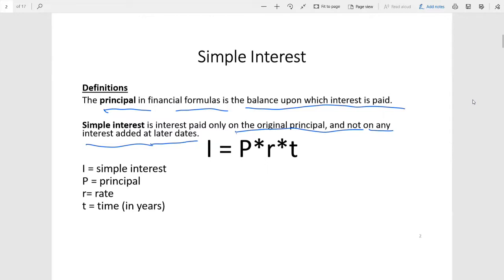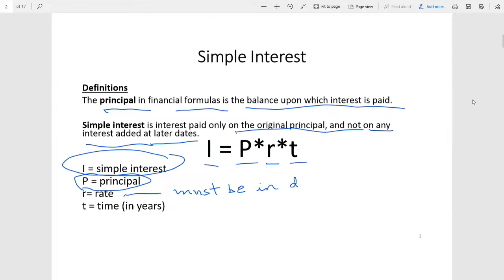So we're going to first start off with the formula. The interest is the principal times the rate times the time. I is the simple interest. P is your principal that you start off with. R is your rate, and it must be in decimal form. And T is the time in years.